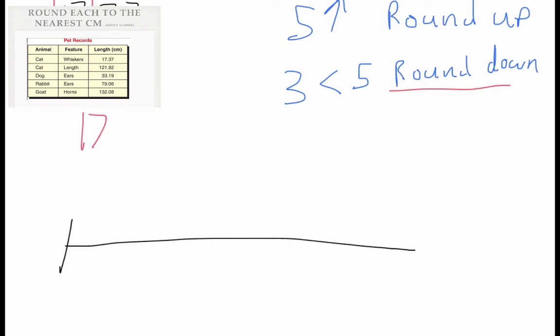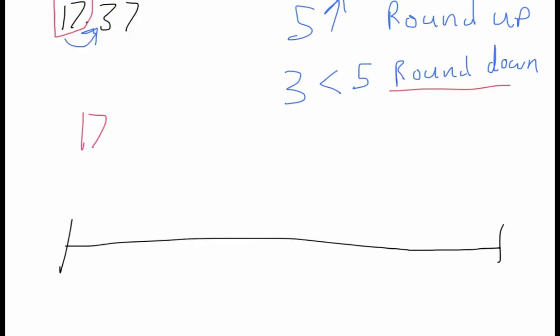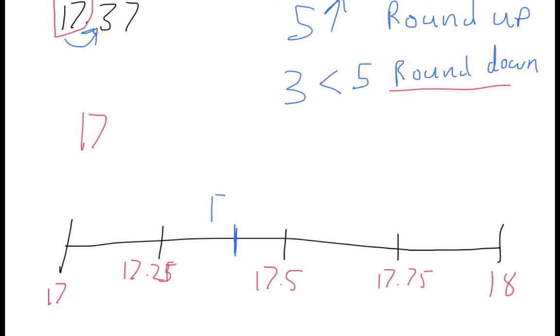If we were to look at a number line, we would put 17 at one end and 18 at the other. Halfway between the two, we would want to put 17.5. Here, we would have 17.75, and around here we would have 17.25. So where would 17.37 fall? Well, it would fall somewhere between the 17.25 and the 17.5, probably somewhere around here.